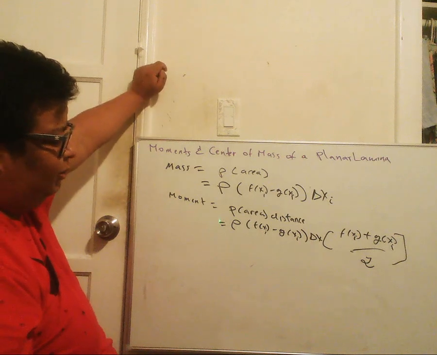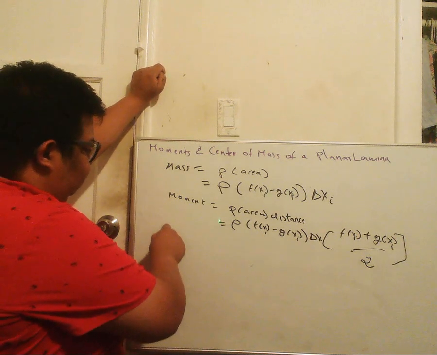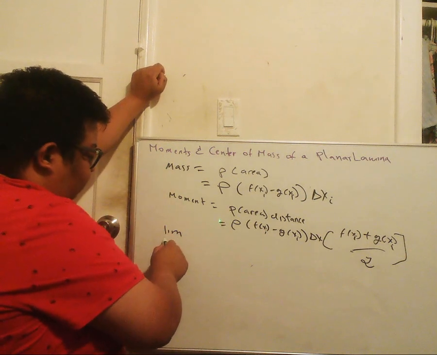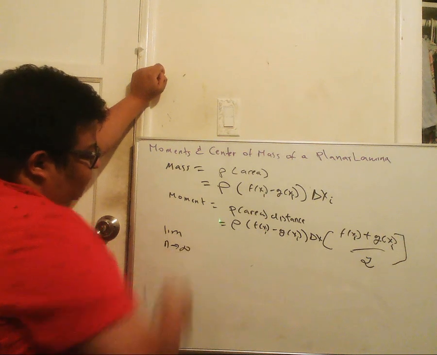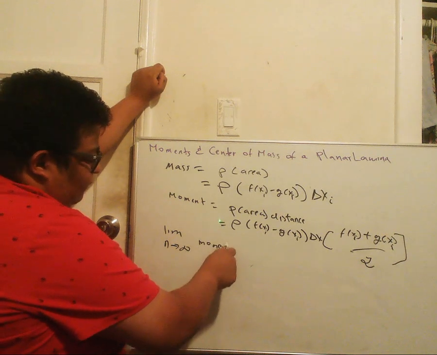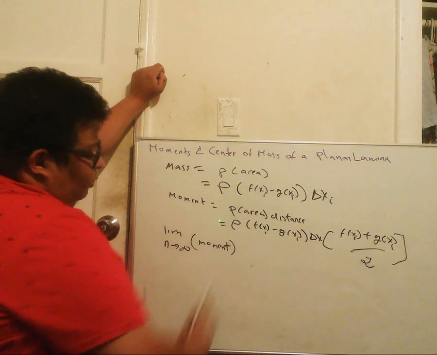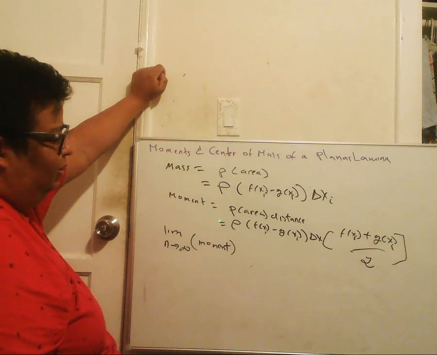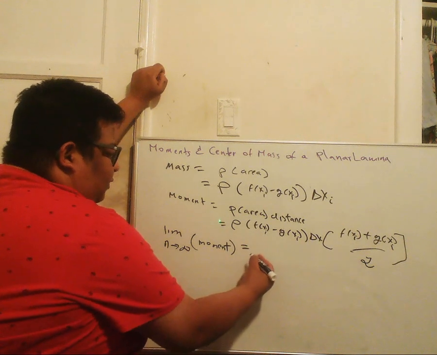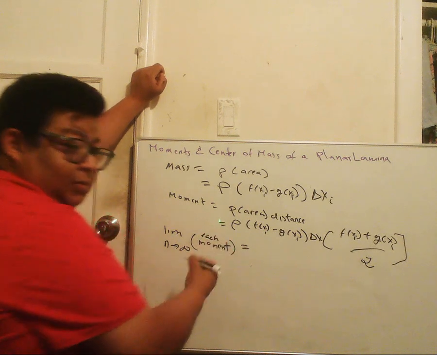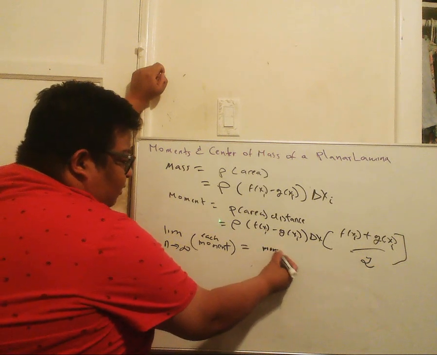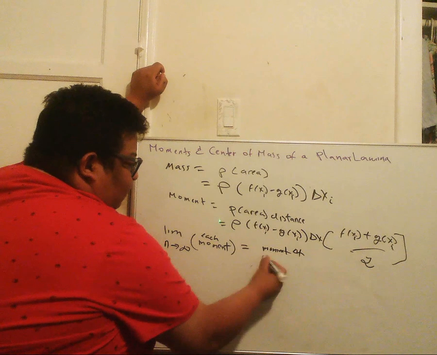So a concept that we used before in calculus is that if we let the limit as n approaches infinity of this whole thing, of the moment, we're going to get a better approximation of the moment of the entire lamina. So it will be the moment of the lamina.